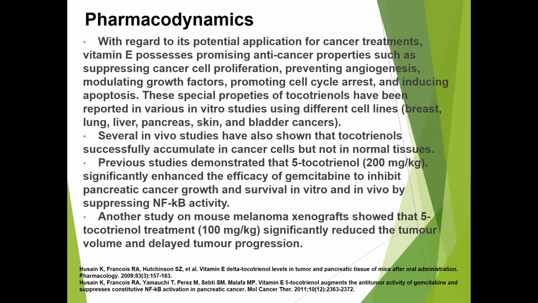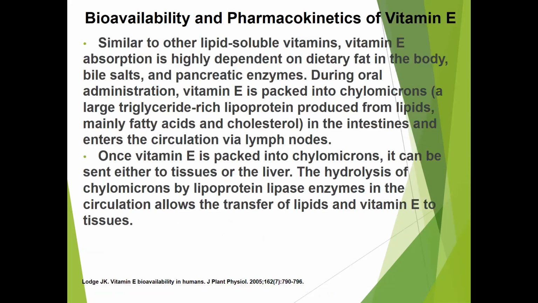With regards to its potential applications for cancer treatment, vitamin E possesses promising anti-cancer properties such as suppression of cancer cell proliferation, prevention of angiogenesis, modulation of growth factors, promotion of cell cycle arrest, and induction of apoptosis. These special properties of tocotrienols have been reported in various in vitro studies using different cell lines, including breast, lung, liver, pancreas, skin, and bladder cancer. Several in vivo studies have also shown that tocotrienols successfully accumulate in cancer cells, but not in normal tissues. Previous studies demonstrate that delta-tocotrienol significantly enhances the efficacy of gemcitabine to inhibit pancreatic cancer growth and survival in vitro and in vivo by suppressing NF-kB activity. Another study of mouse melanoma showed that delta-tocotrienol treatment significantly reduced tumor volume and delayed tumor progression.